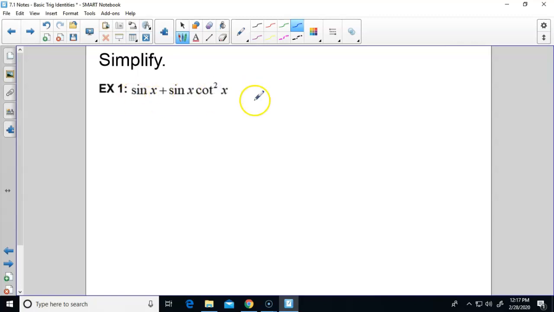So one strategy that we sometimes use is that we can factor something out. If I look at this, I've got a sin x and a sin x in both of these. So I could factor sin x out, which means that I'm dividing by sin x. So right here, I just get 1, and here the sin x's would cancel, and I'd get plus cotangent squared x.